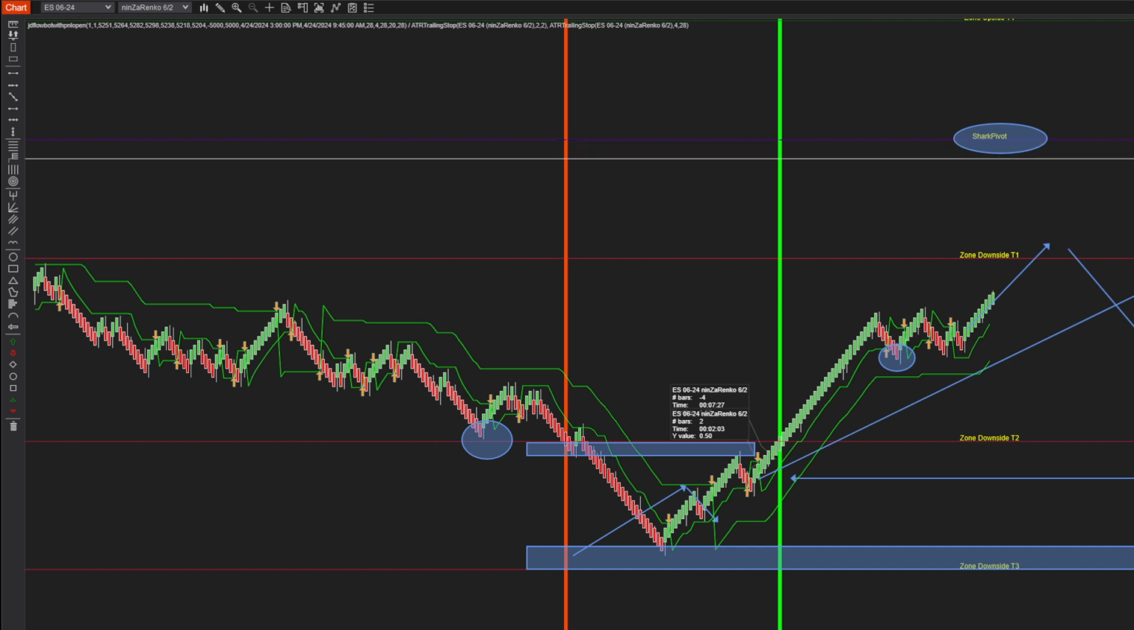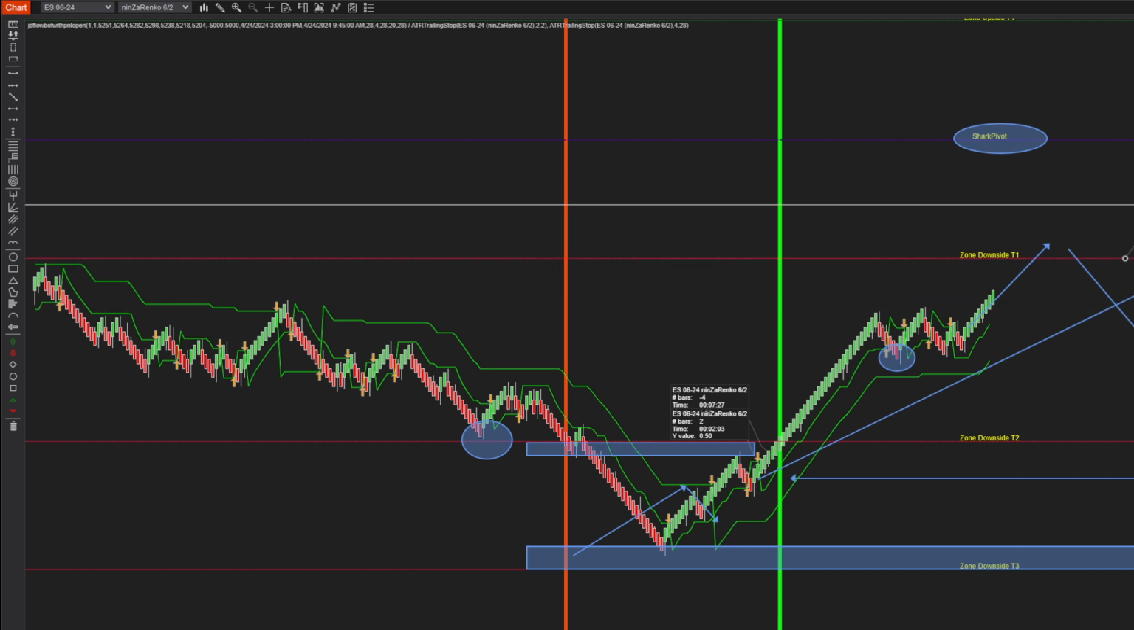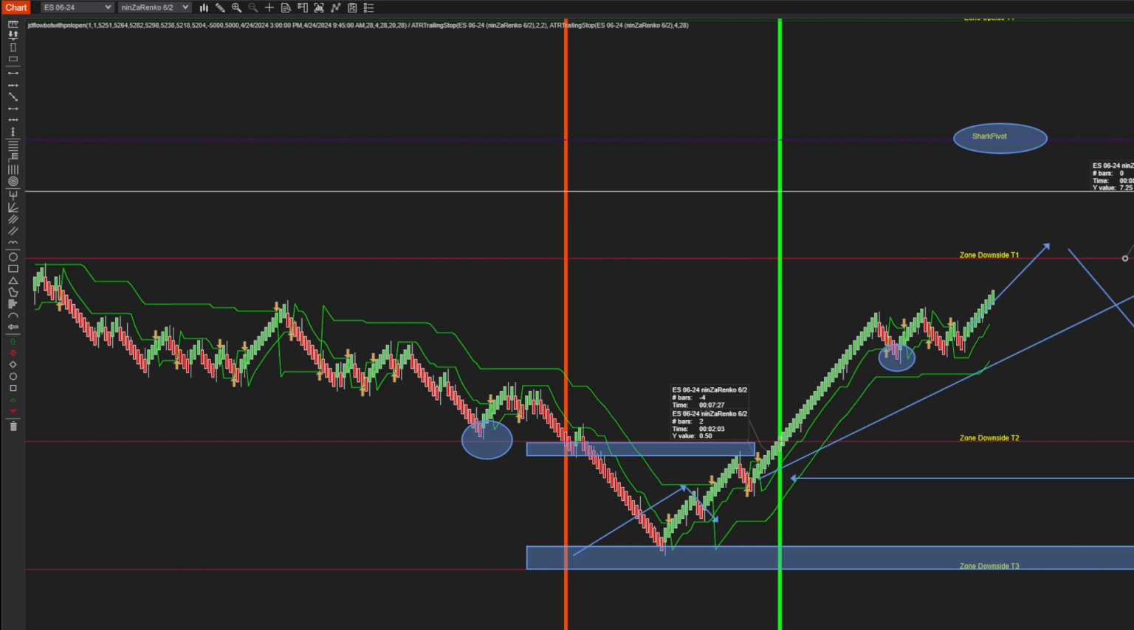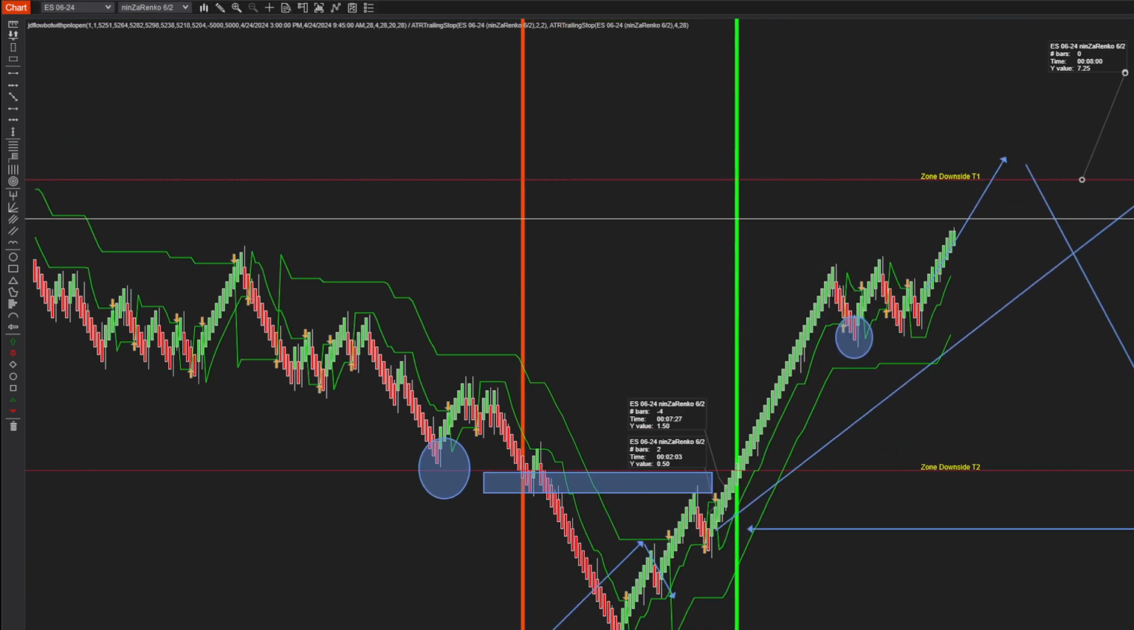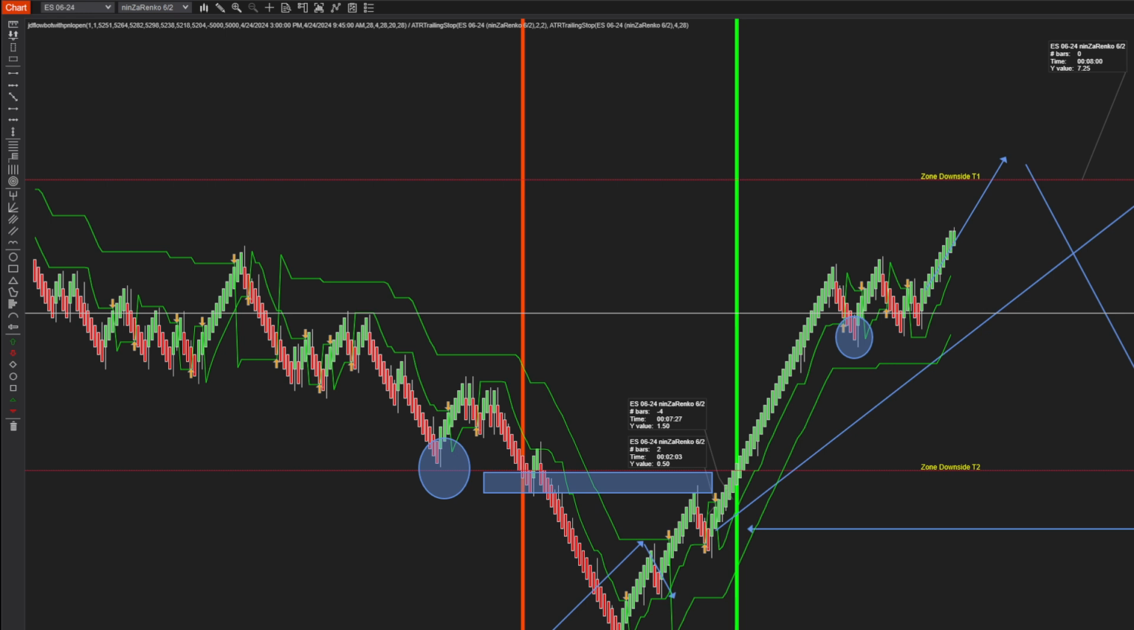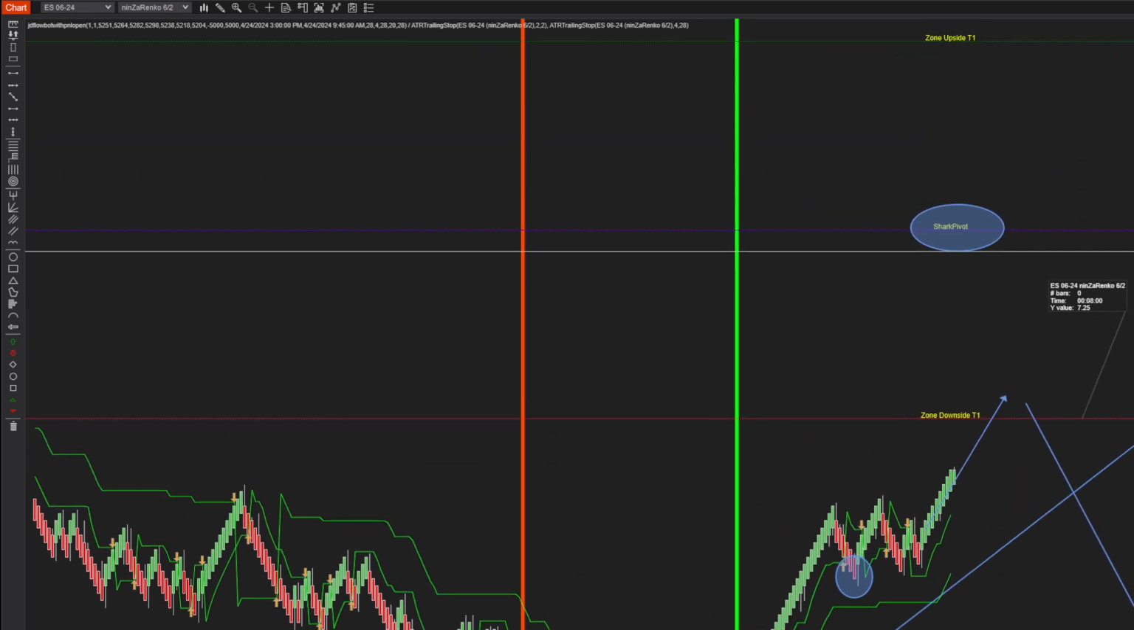So 28 ticks, it would be from here, basically there. So that's the next target. So it's not gonna look for the next level.